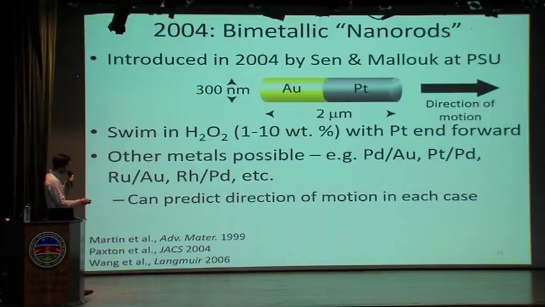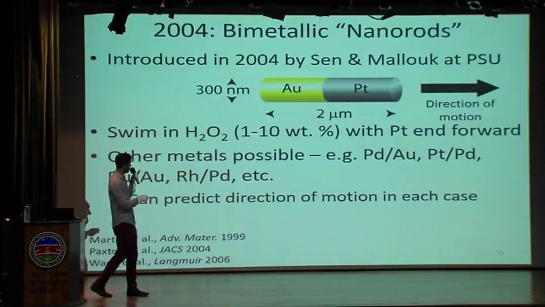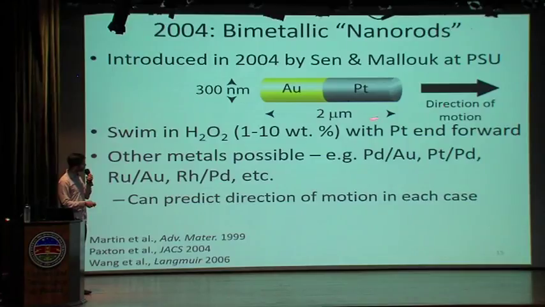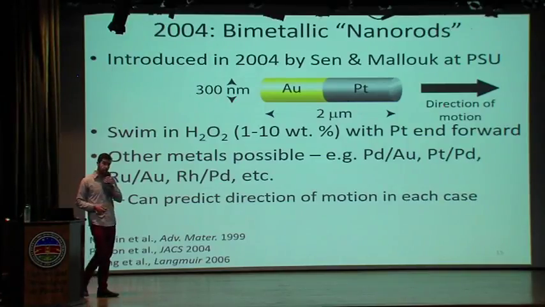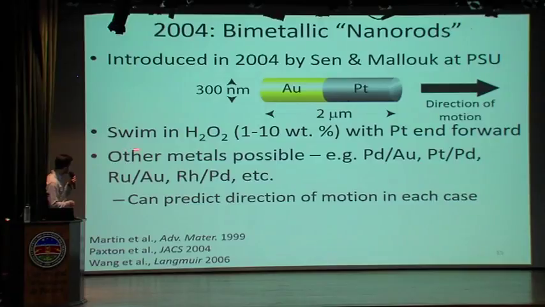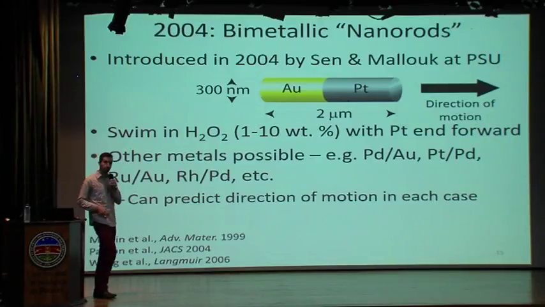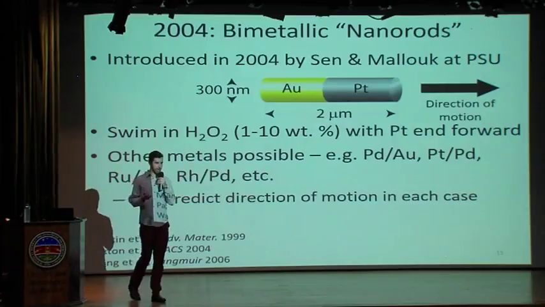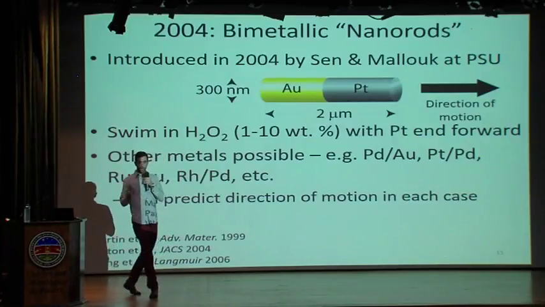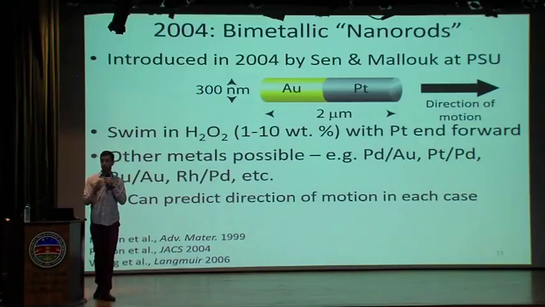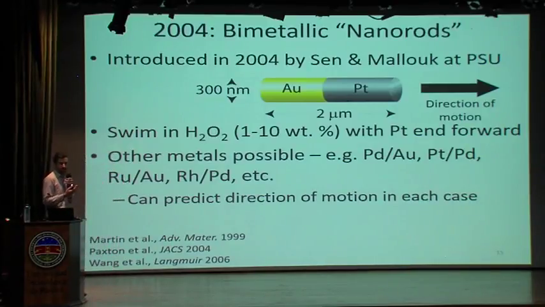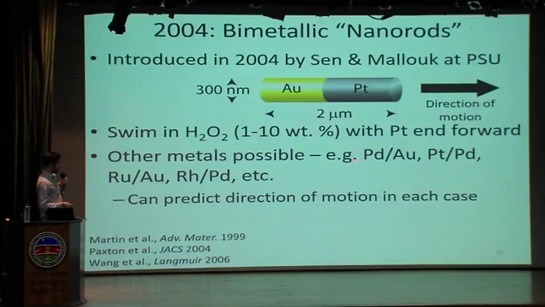Again, our interest is in these bimetallic nanorods. They're about 2 microns long, about 300 nanometers in diameter, and they swim in hydrogen peroxide, always with the platinum end forward. The more peroxide you add, the faster they swim. If there's no peroxide at all, as you saw, they don't move at all. So the peroxide is like a fuel. Other metals are also possible, so you can make a palladium gold rod, platinum palladium, etc. And we can actually predict the motion in each case. We can predict the direction it will move.